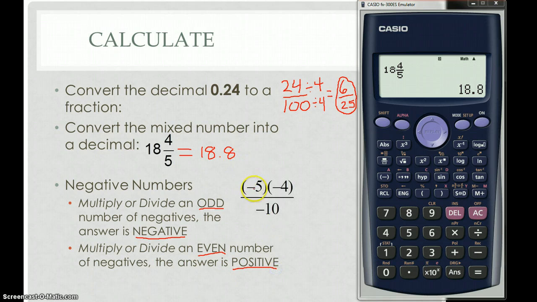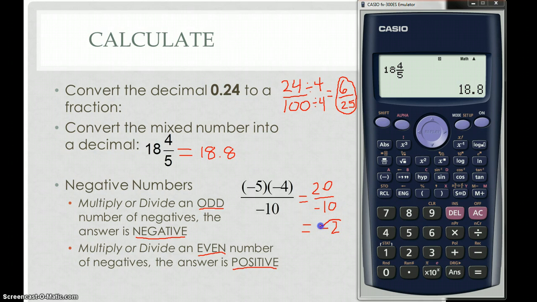So if I was doing this problem by hand, I would multiply the top of this fraction first, and so I would do -5 times -4. That's an even number of negatives, so the top is positive. And I would say that's 20 divided by -10. And then I would do 20 divided by -10, and that is a 2 divided by 1, but I have 1 negative, so that equals -2.